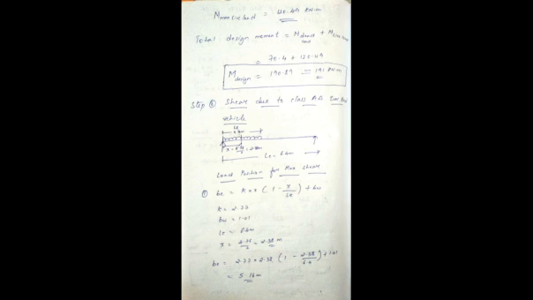Now the total design moment, dead load plus live load. We have calculated the design moment of dead load separately and the moment of live load separately. Now I'm adding up the dead load moment and the live load moment: 70.4 plus 120.49, that is 190.89, approximately 191 kilonewton per meter. So this is the design moment.